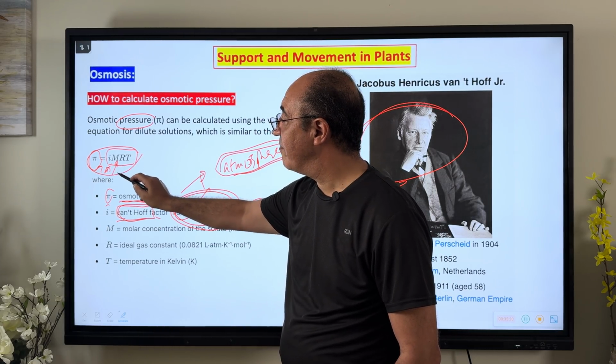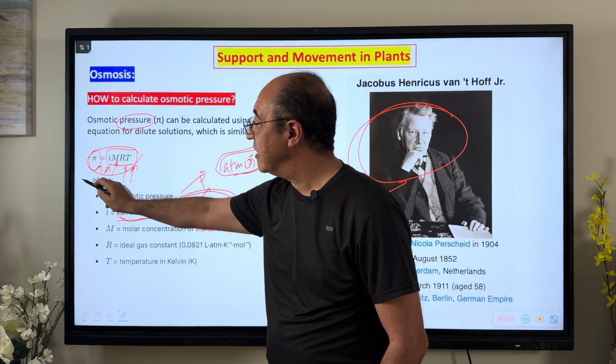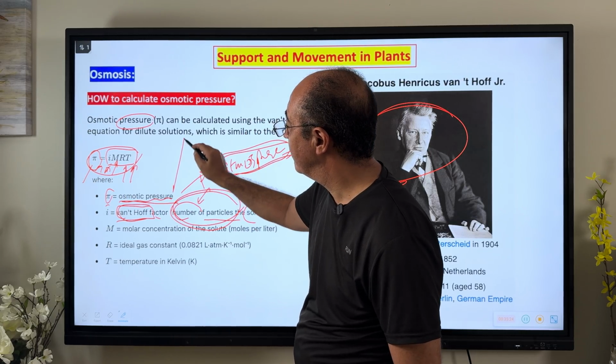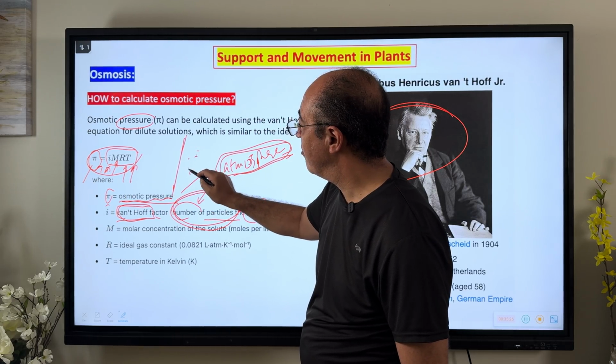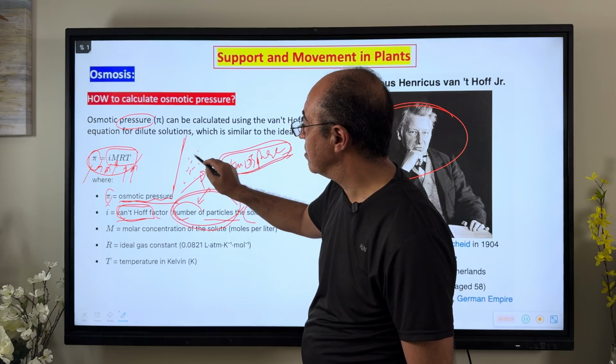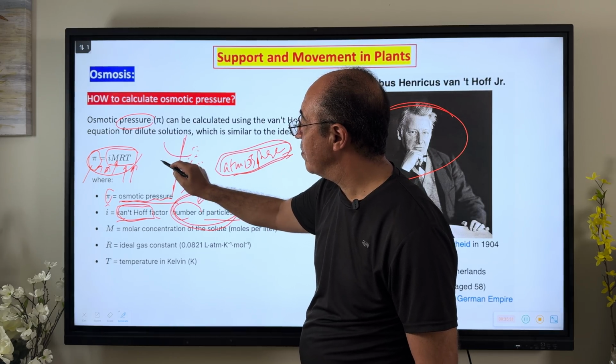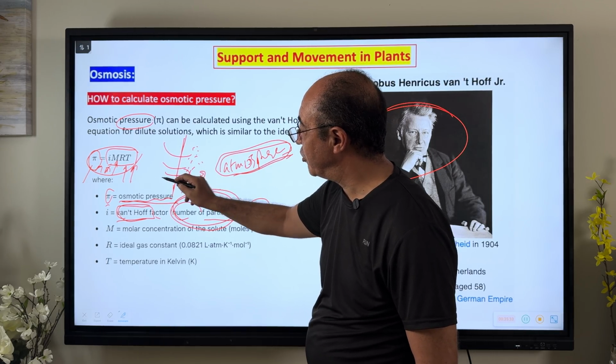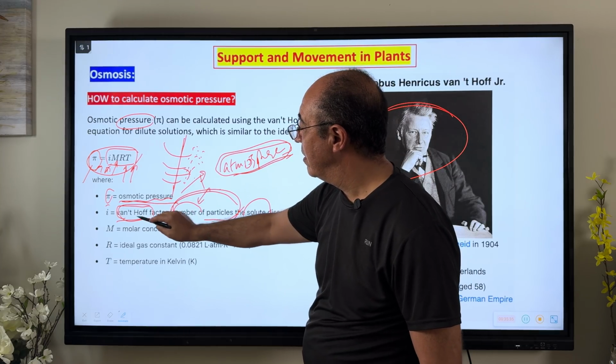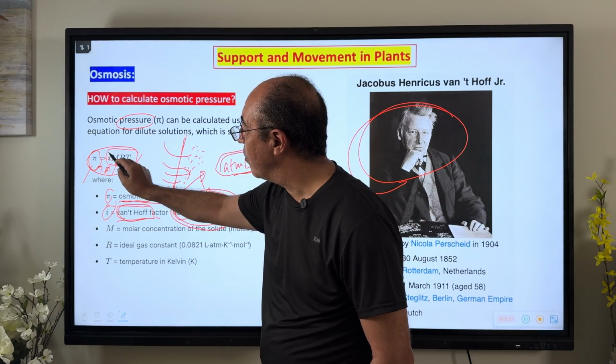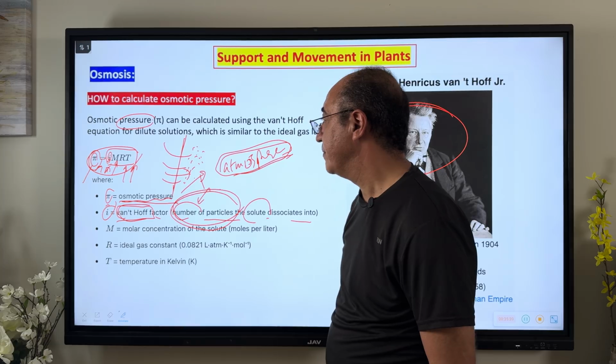As you increase the number of particles, here's your membrane, right? As you increase the number of particles that are dissolved in a given solution, the more the osmotic pull, the pull pressure that you have. The more i, the more pi, right?